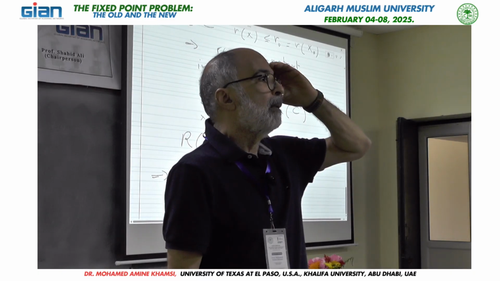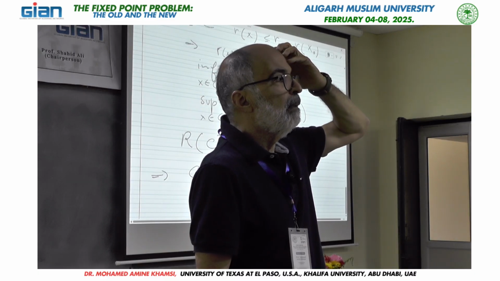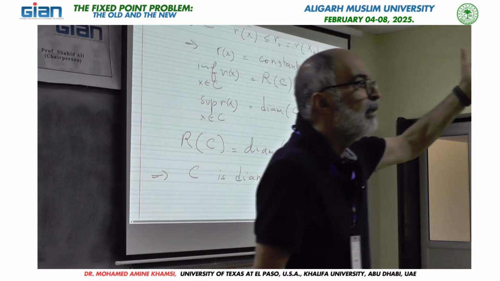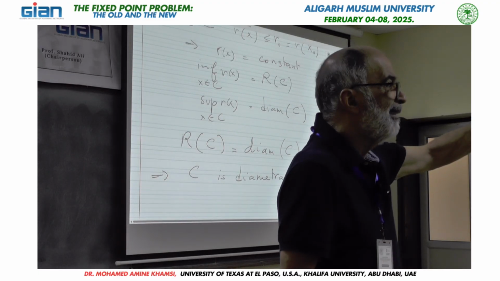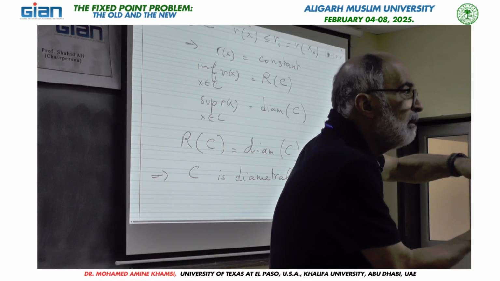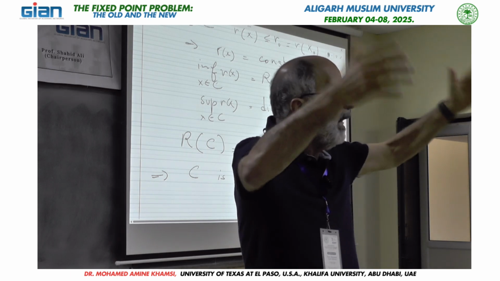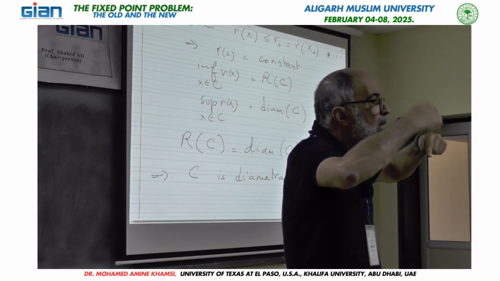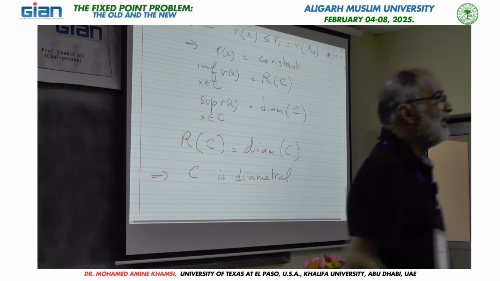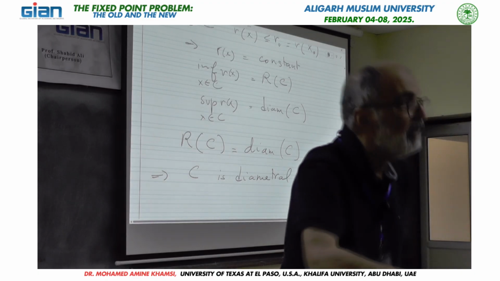Anyway, so now we found the property of the minimal convex set. So we have a new theorem. We found that the minimal convex sets are diametral. Yes? Therefore, what is the theorem now? If we have a Banach space for which weakly compact convex subsets are non-diametral, we made it. We have a fixed point. That is exactly Kirk's theorem.